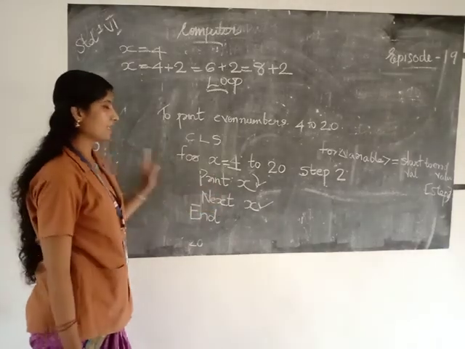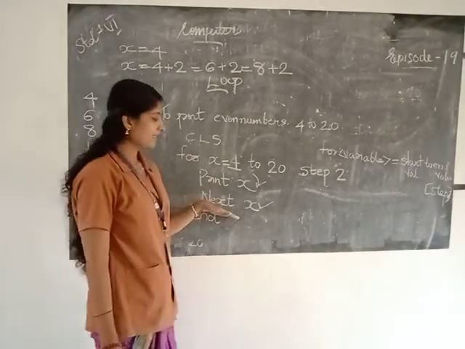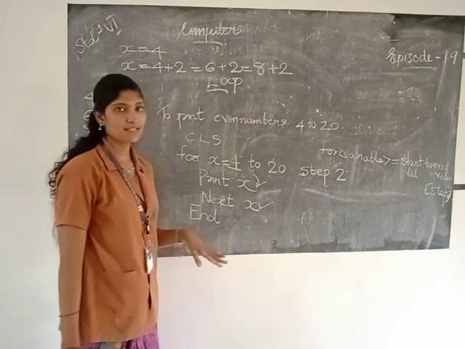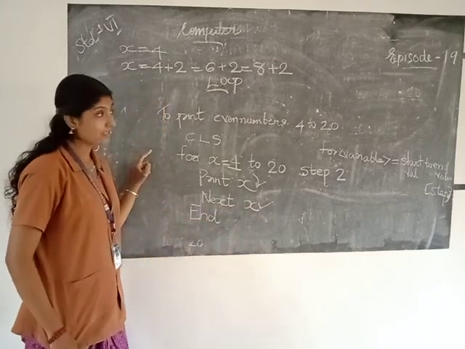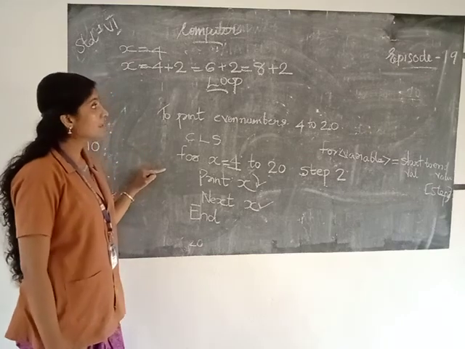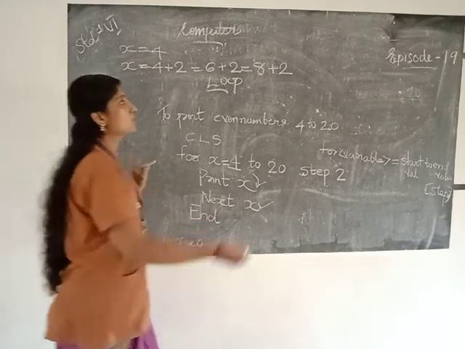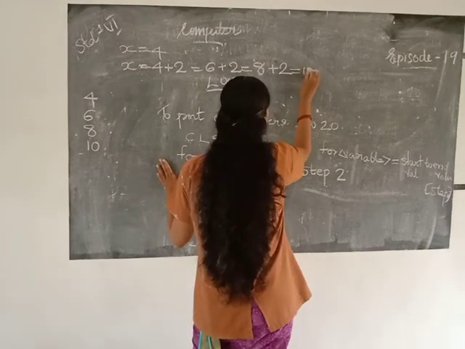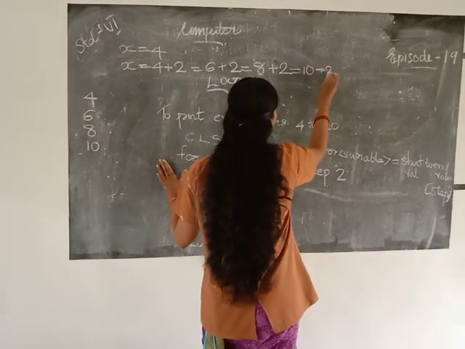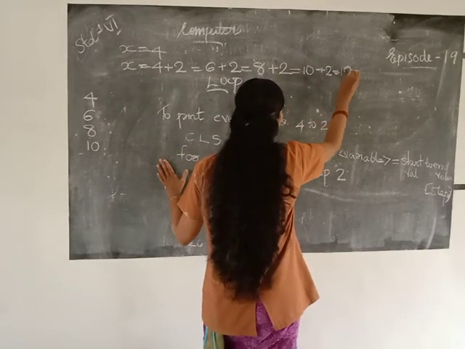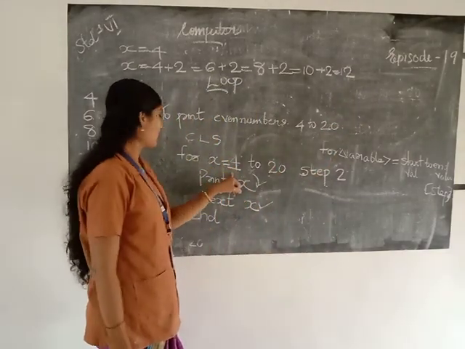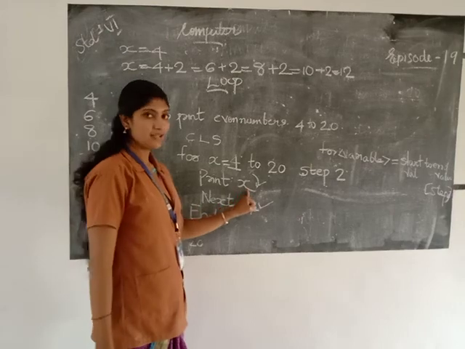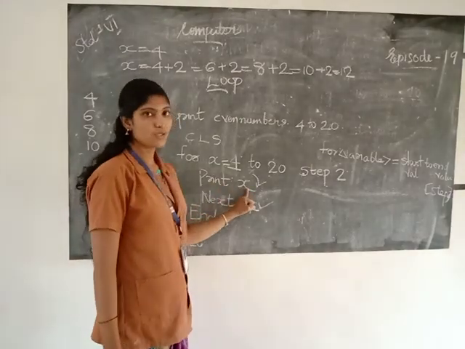That is print x, that means print 10. Then next x. Next x means the current value, that is x equal to 8, which is incremented by 2. So 10 plus 2 equal to 12. Then now x is equal to 12 and print x means print 12.